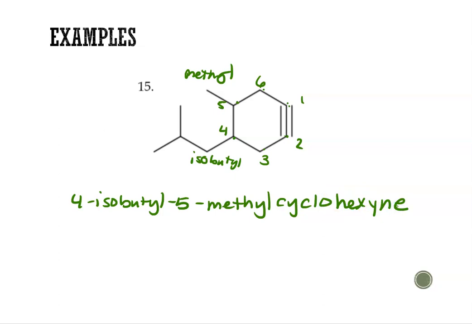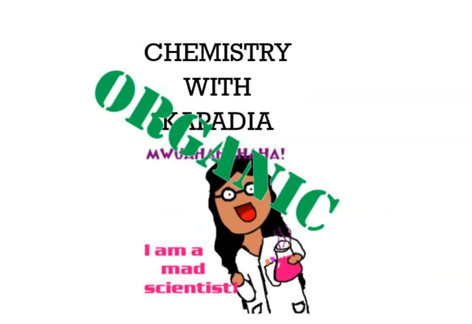Excellente. All right, so that's all that there is to naming and structures of alkenes and alkynes. This has been another episode of Chemistry with Wikipedia, Organic Edition. I hope you learned something, and until next time, keep on chemin'.